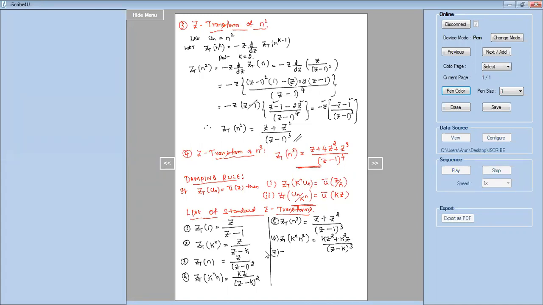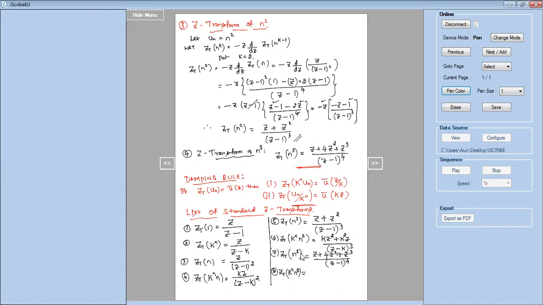Next, seventh is the Z transform of n cube. The n cube formula I have already written: z plus 4z square plus z cube divided by z minus 1 whole power 4. So this is the formula for the Z transform of n cube. Without derivation I have written the formula. For this formula, using the damping rule, I'll write the Z transform of k power n into n cube. That is the last one, the eighth.